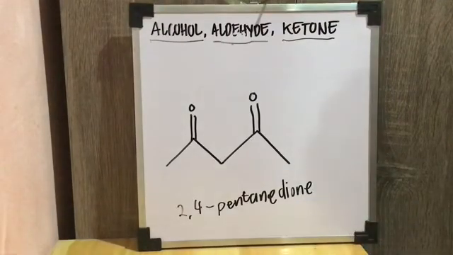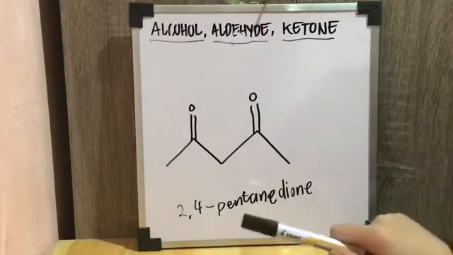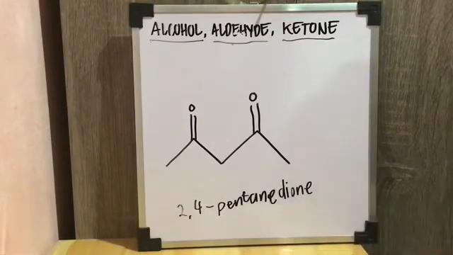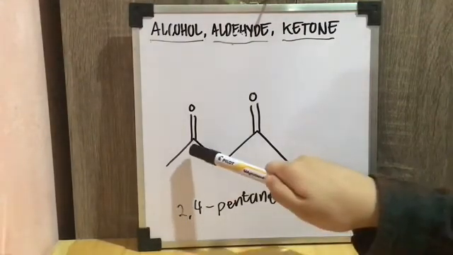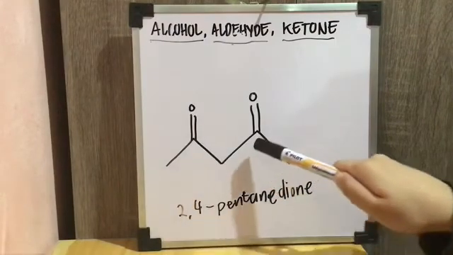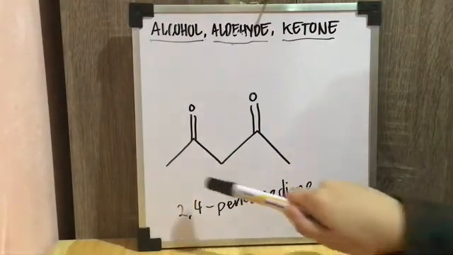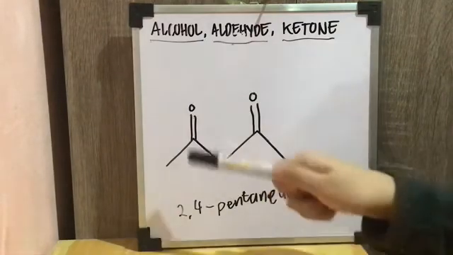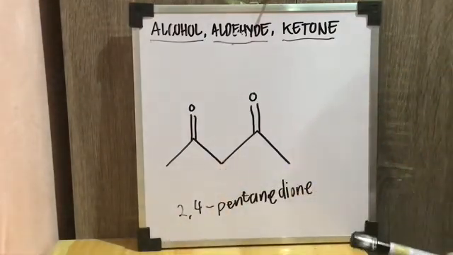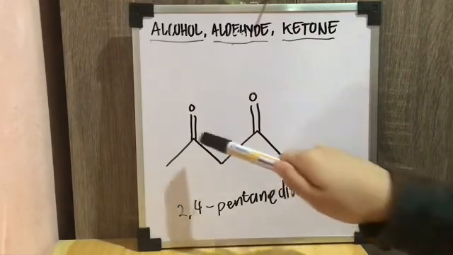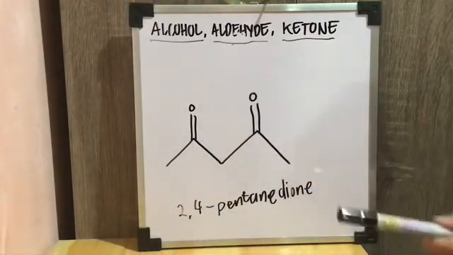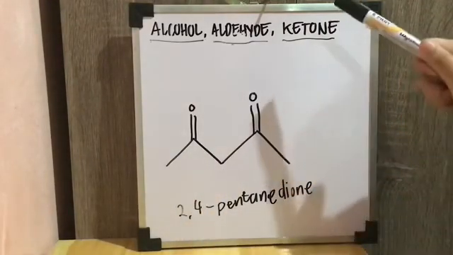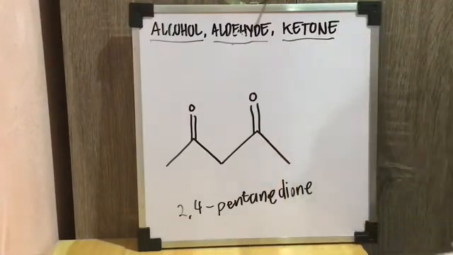And there you go. We've successfully named it, which is 2,4-pentanedione. 2,4 because there is an attachment on the second and the fourth carbon. Pentane because there are 5 carbons which are connected by single bonds. Di because there are 2 attachments, and one to signify that it is actually a ketone.